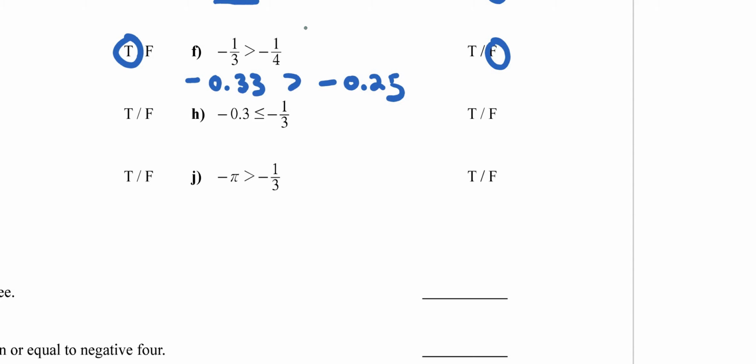You can just graph this on a number line if you're not sure. 0 is over here, negative 1 is there. And I would say roughly this would be negative 0.33, and over here would be negative 0.25. So if you're closer to 0, that would make you a bigger number. So negative 0.25 is actually bigger than negative 0.33. So that statement is false.